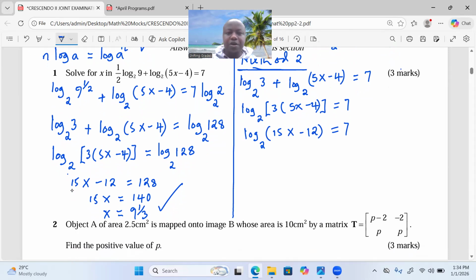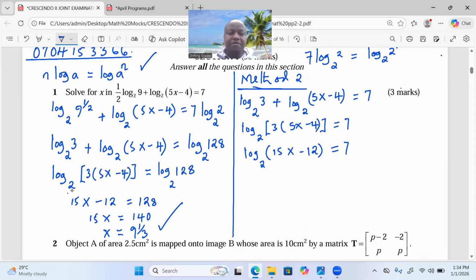At this point, we're going to change the statement from logarithm form to index form. And this is how we relate. We shall say, if we have the log of a to base b equals c, this then means that when we take b power c, we're supposed to get the value of a. This is the relation between a logarithm statement and index notation. So you can change a statement from index form to logarithm form, or from logarithm form to index notation.